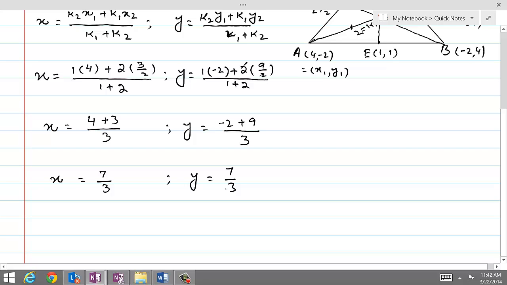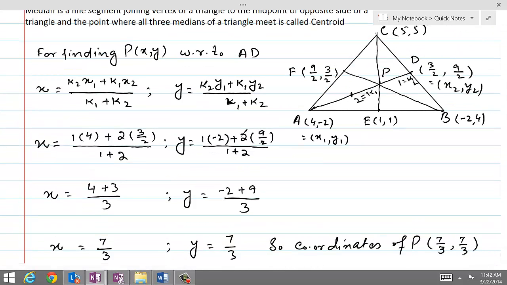Thus the coordinates of point P are 7 by 3 for x and 7 by 3 for y. Now we are going to find out P with respect to another median, BF. Here B has coordinates minus 2, 4, and F has coordinates 9 by 2 and 3 by 2.